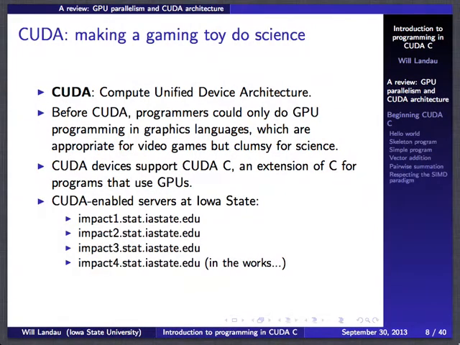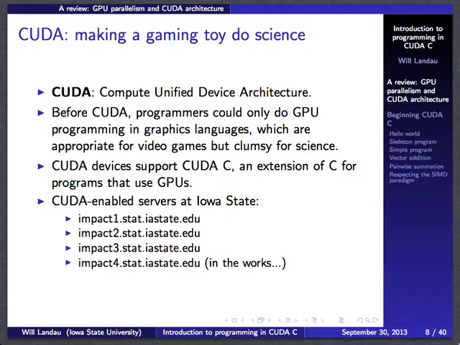And we have CUDA-enabled servers at Iowa State. Impact 1 works. Impact 2, last time I gave a similar introductory talk, I said that Impact 2 worked, but the GPU wasn't hooked up. Now the GPU is hooked up. And in fact, it's really the most optimal choice out of these 4 right now, because Impact 2 is the only one with CUDA version 5. The others have CUDA version 4 and below.